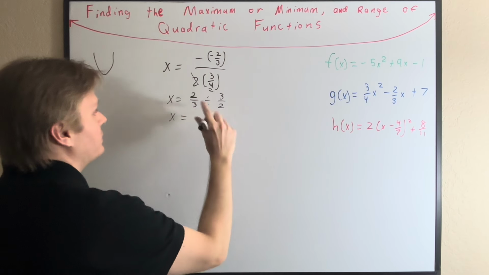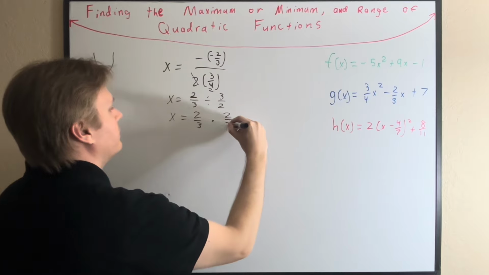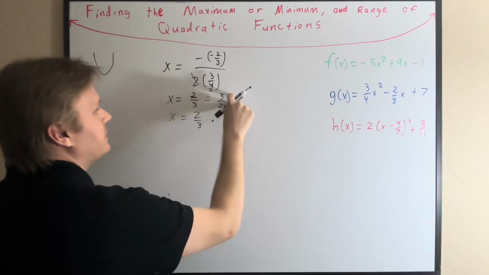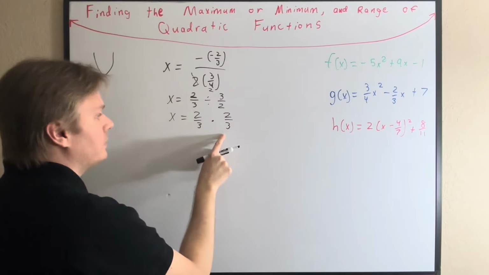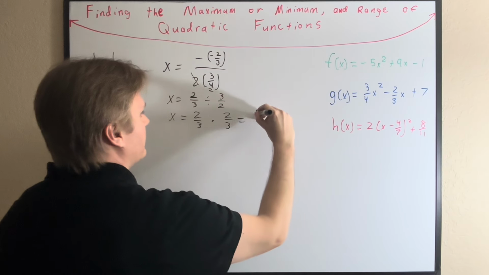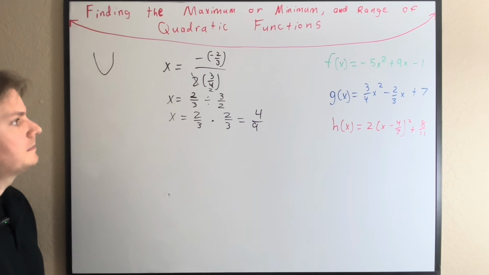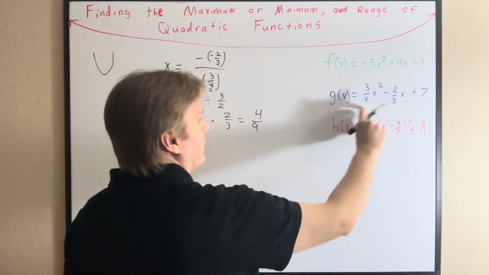dividing by a fraction is the same as multiplying by its reciprocal. So I take the reciprocal of 3/2 and we get 2/3, and I multiply it. And that gives us 4/9. Is our axis of symmetry. Take that 4/9, plug it back in.